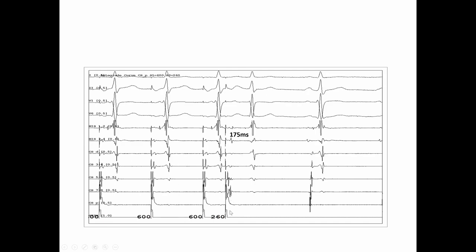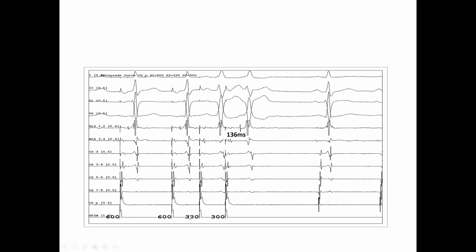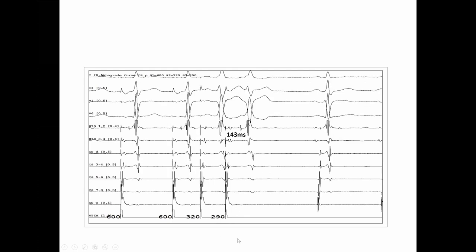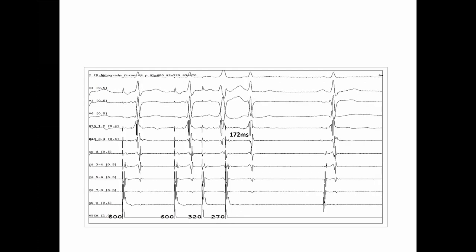If you introduce extra stimuli too short, you can induce AF. So rather than just pushing on with the curve, we've introduced two extra stimuli. We've put in one extra stimulus after a drivetrain of 600 at 320, and then an extra stimulus at 300. We're now looking at this AH interval on the second extra: 136, 143, 152, 172.